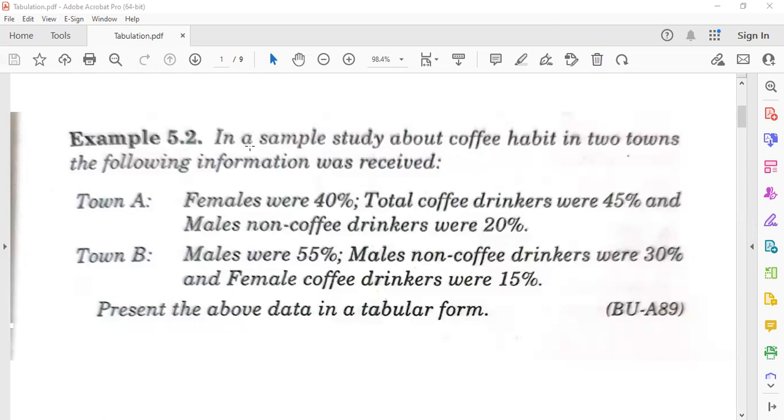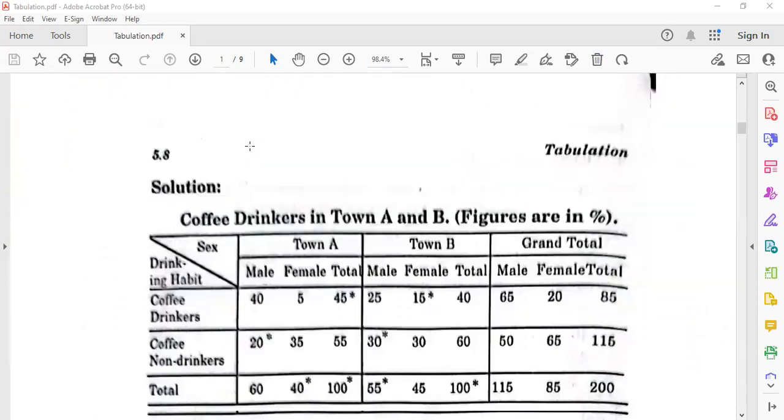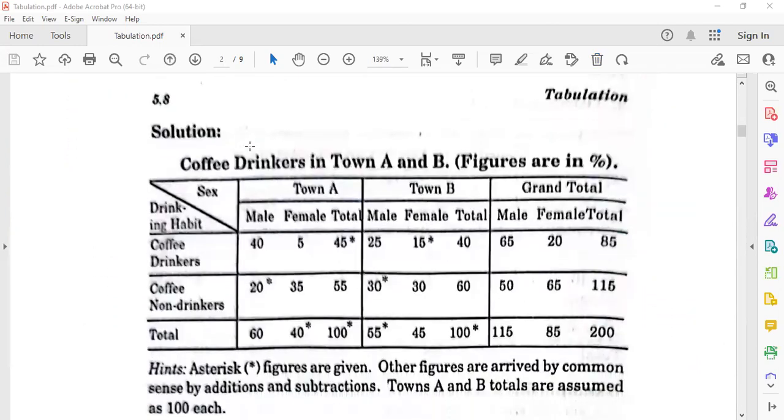Now let us see how the data has to be presented. If you look at that problem, there are two different towns, town A and town B. Within towns A and B, you have male and female population. Within the male and female population, you have the coffee drinkers as well as the non-coffee drinkers. So therefore, the table has to be constructed in the following manner.